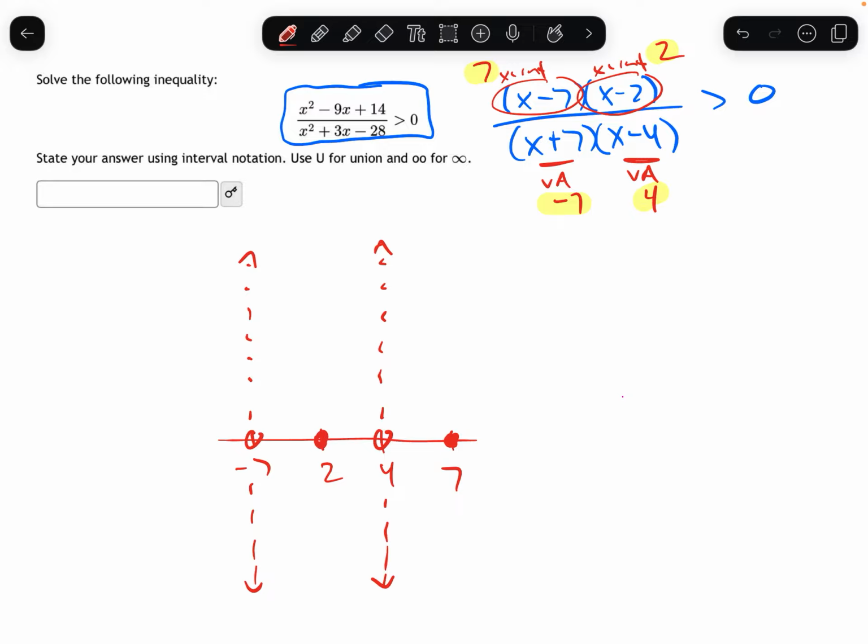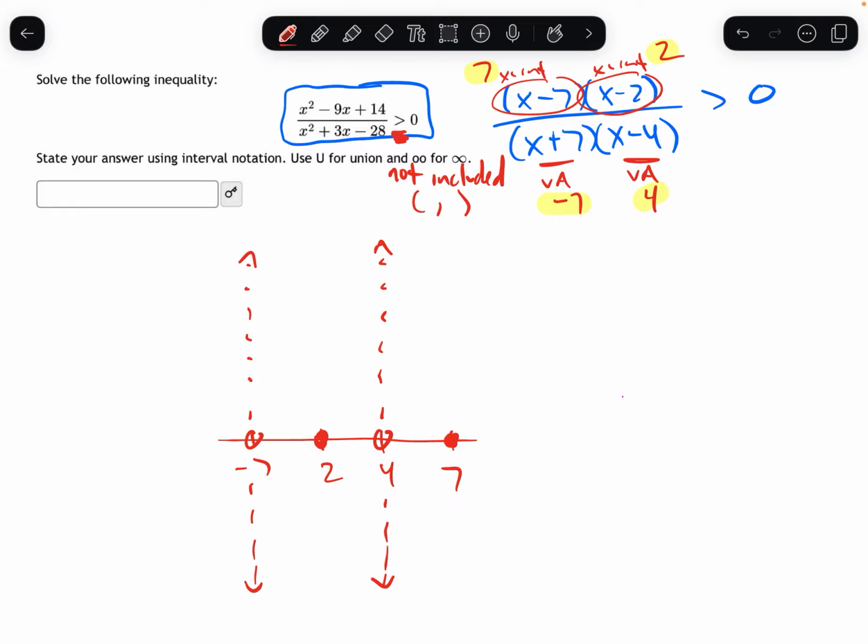These are our x-intercepts. Keep in mind that if this had been a greater than or equal to, then those closed dots would be represented using brackets in our interval notation. But because it's a greater than, there is no inclusion. This is not included. We know that it's only going to be parentheses for that. I'll talk about that when we get to that point.